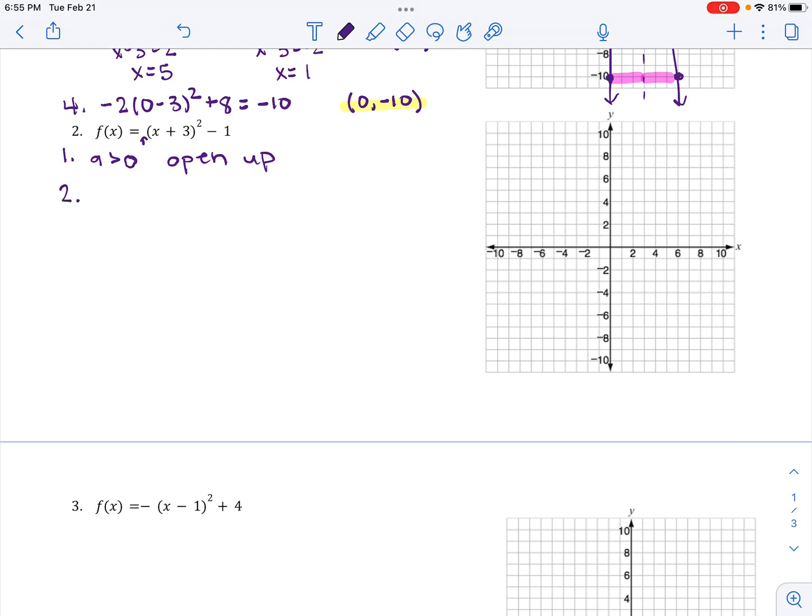Number 2, we're going to look for our vertex. We do the opposite of h. So I see a positive 3, it's going to be a negative 3. k is exactly like you see it, negative 1.